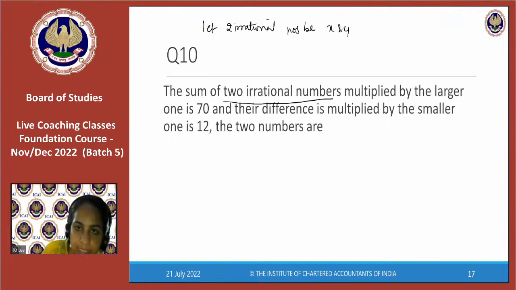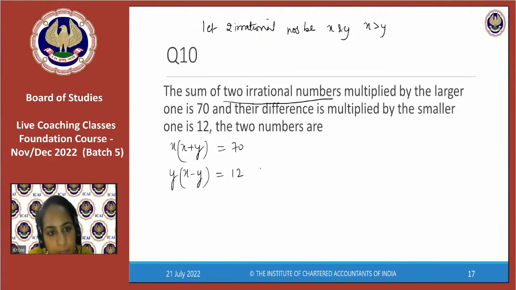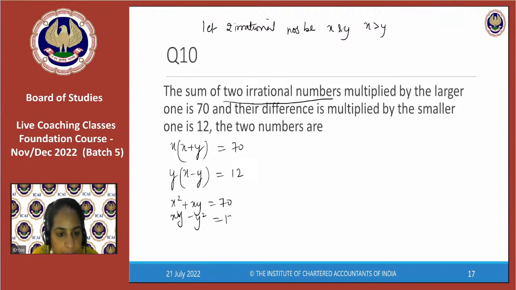Let two irrational numbers be x and y, and x being greater than y. Sum of two irrational numbers multiplied by the larger one is 70. Their difference multiplied with the smaller one gives you 12. So you have x square plus xy equals 70. You have xy minus y square equals 12.